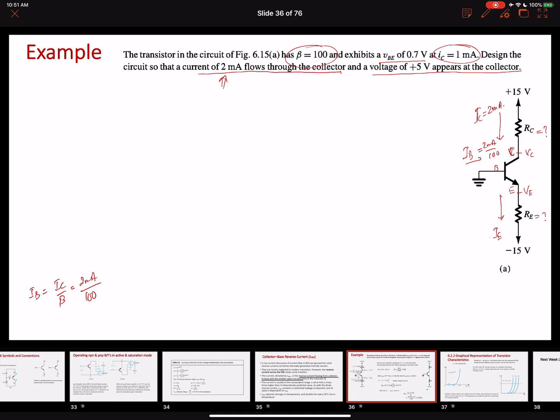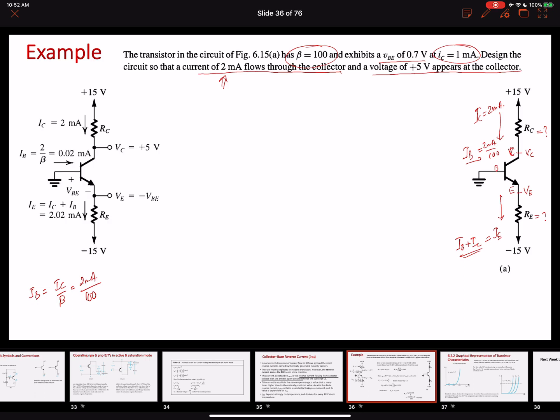And IE will be equal to IB plus IC. We know that IE is the summation of the base current and the collector current. So if we put down all of these values, our collector current is 2 milliamperes. We can find the value of IB from here, 2 milliamperes over 100, since the beta value is 100. Similarly, IE, the emitter current, equals IC plus IB, which comes out to be 2.02 milliamperes, and the base current is 0.02 milliamperes.